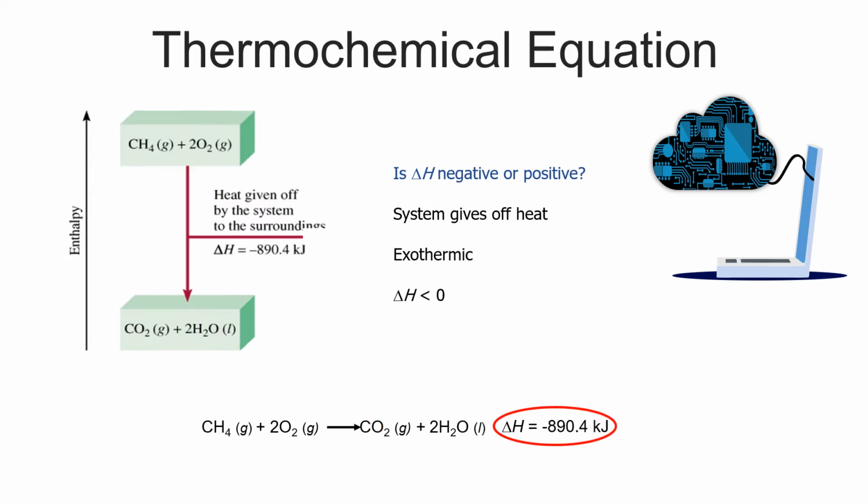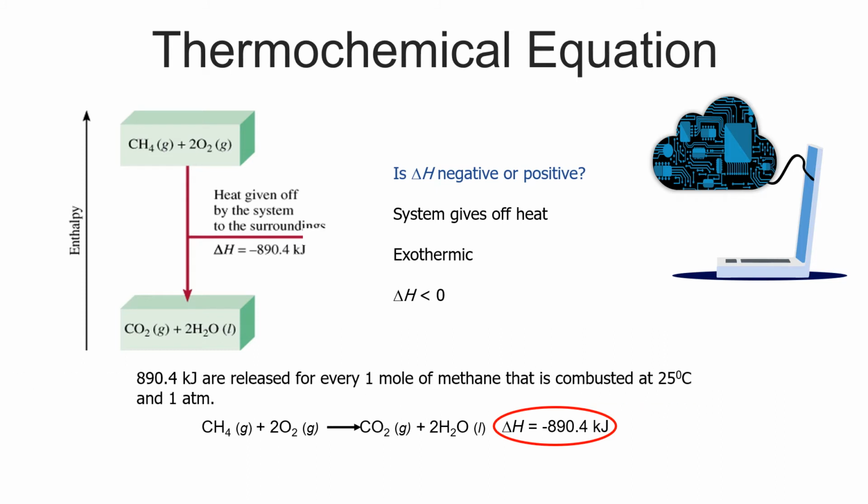Okay, next. Bila dia kata 890.4 kJ are released for every 1 mole of methane that is combust at 25 degree Celsius and 1 atm. So heat release jadi dia adalah Q out. Okay, bila Q out dia akan jadi negatif. So bila negatif, delta H will be less than 0. And then the process is the exothermic process. Okay. So dia cakap kat sini.